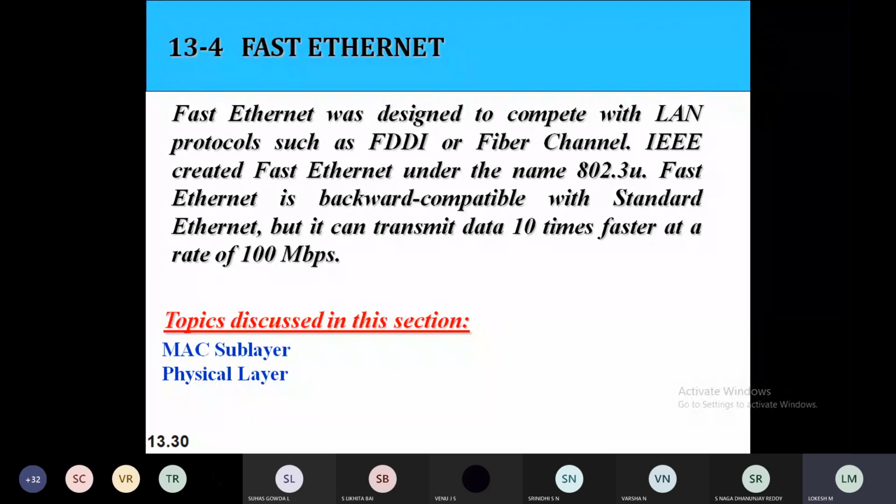Fast Ethernet is backward compatible with standard Ethernet, and it is 10 times faster than standard Ethernet. That is, 100 Mbps is the data rate of Fast Ethernet. Here we are going to discuss two topics: one is the MAC sublayer and the other is the physical layer.